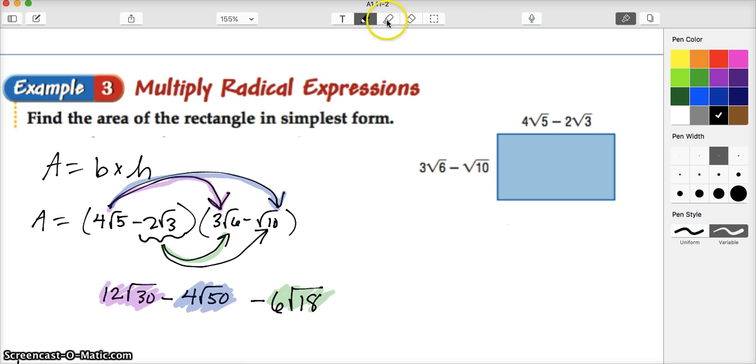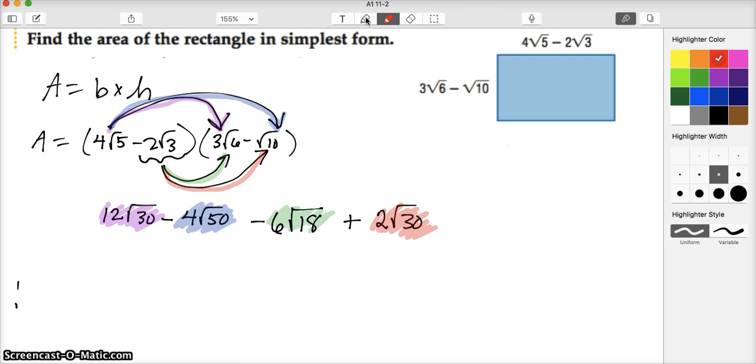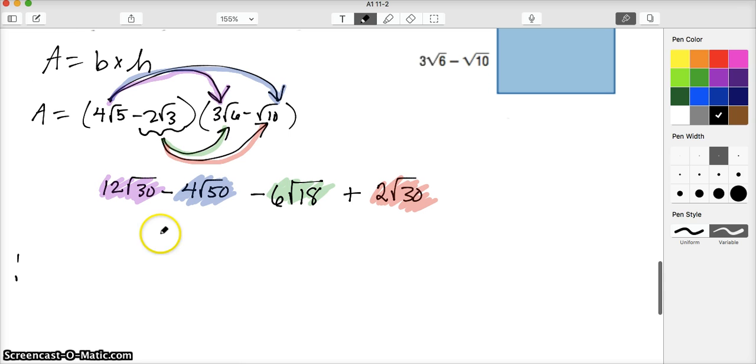And then finally, let's grab one last pen here. Let's do this one. I'm going to go from negative 2 root 3 times a negative root 10. And when I do that, I get a positive 2 root 30. And let's highlight that the way we did the last ones. So if you need to, take a minute, pause it, make sure that kind of makes sense where we got those values from, how we FOILed it, or extended distributive property it. It's kind of hard to say. FOIL is easier, but whatever.